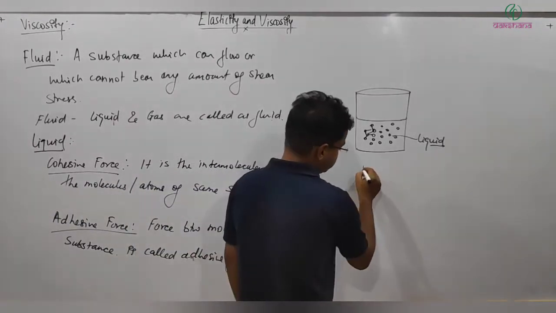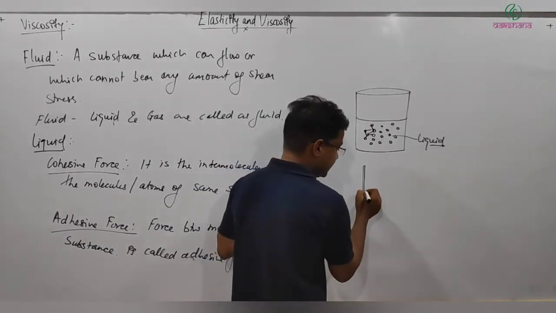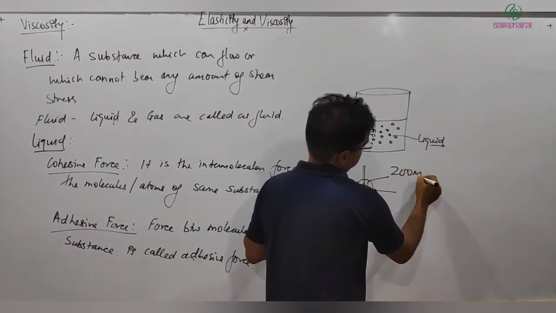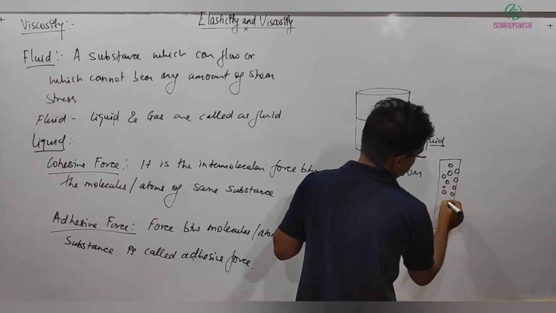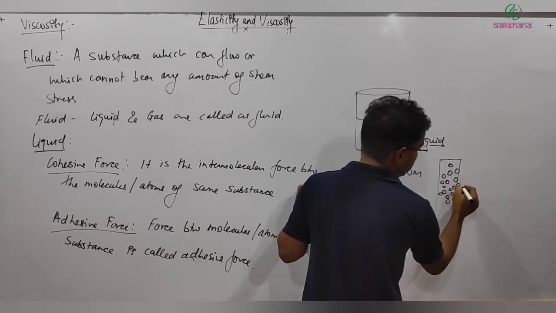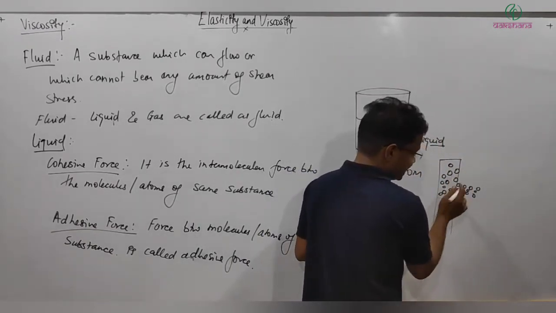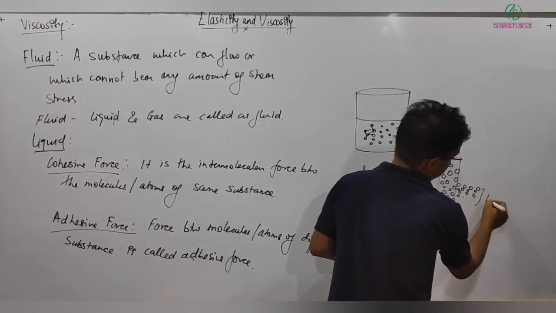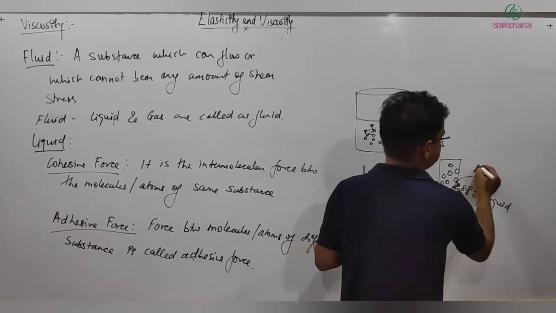So what happened here? This is the wall of the container. The wall of the container will also have some molecules, some atoms. Let's say there is some fluid filled, and now I zoom into this part. Here it will have molecules of the solid substance, and the molecules of the liquid will also be there nearby. So let's say this side is solid molecules, and these are all liquid molecules. Between these molecules also there will be some force, and this is your adhesive force.